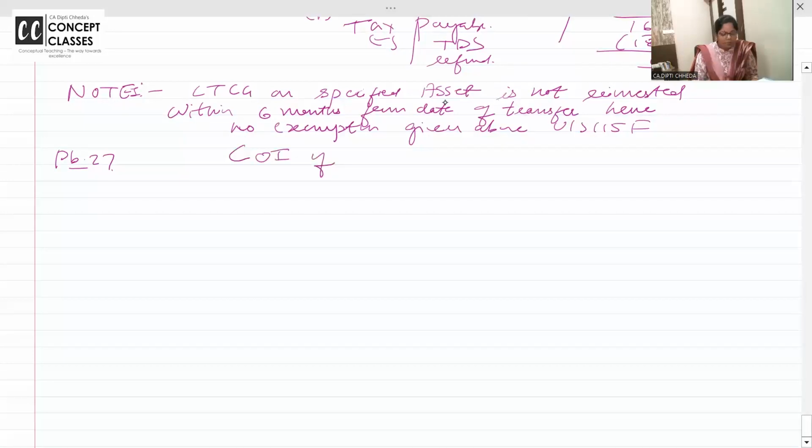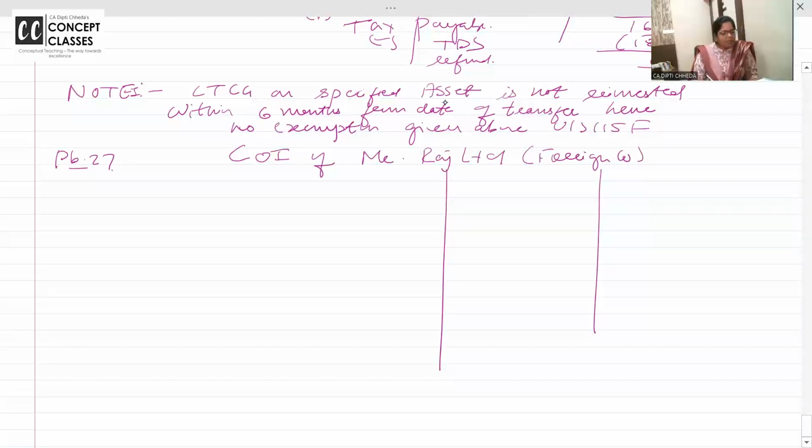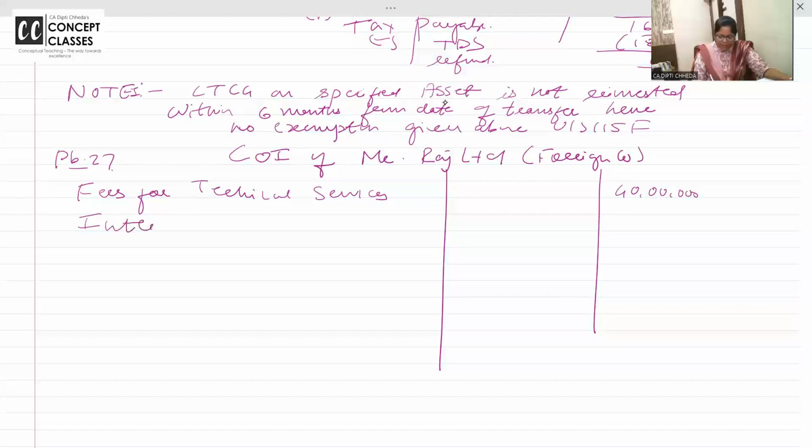Computation of income of Raj Limited. It's a non-resident foreign company. Whatever they have earned in India, they have to pay tax. First is fees for technical services. Though in the form of debentures they have received, but the fees received is what is taxable, right? Next is interest on debentures.